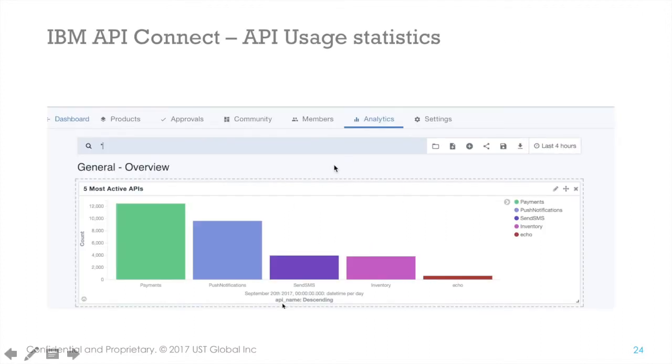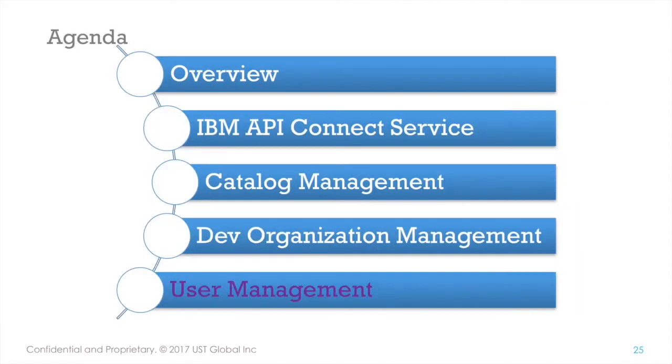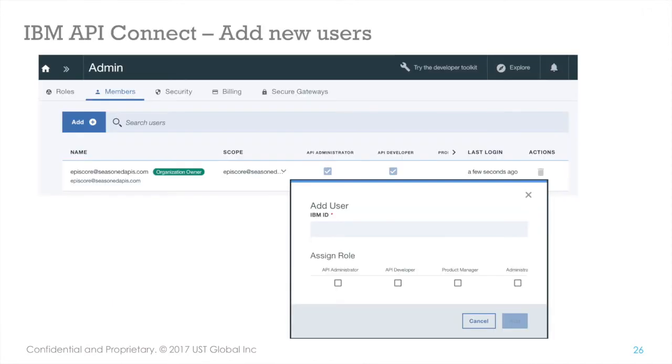We can as well make advantage of the usage statistics and analytics, where we are able to create different dashboards to take a look into the API consumption. And then finally, the user management, where we can add new users, just inviting them by their IBM ID, and then we assign different roles to that user.